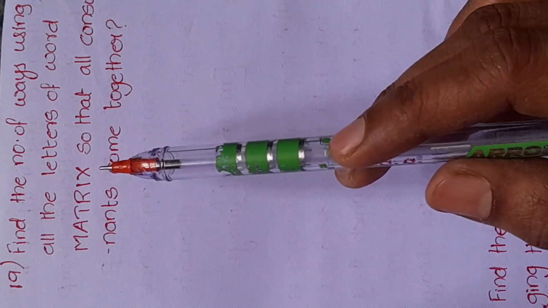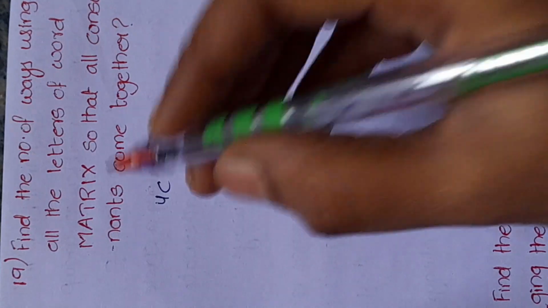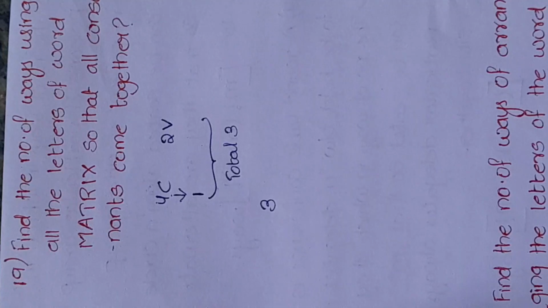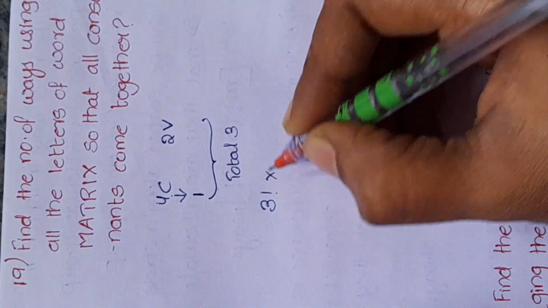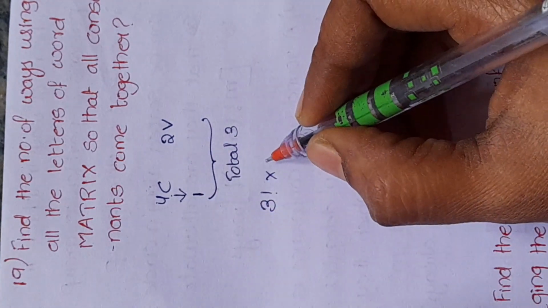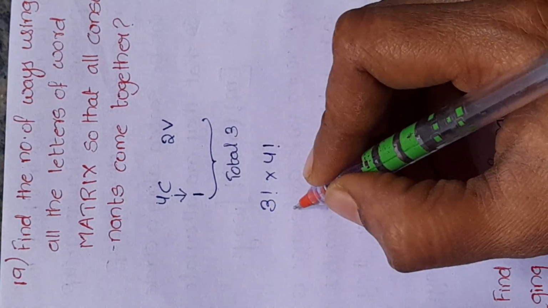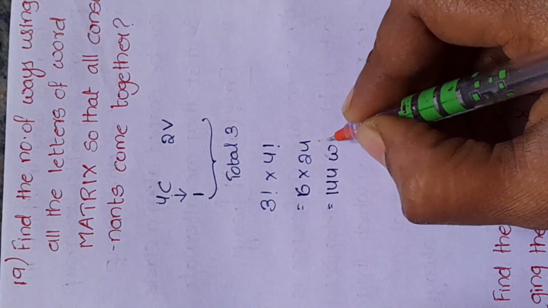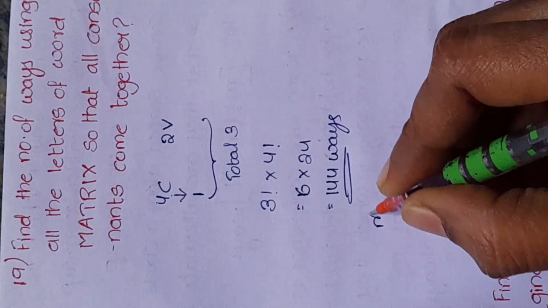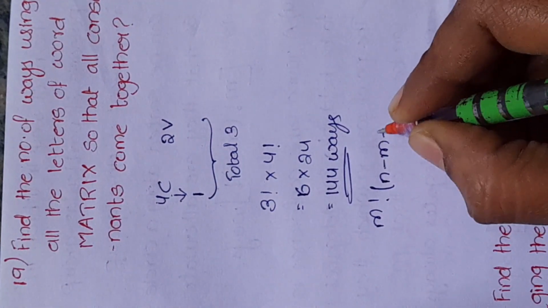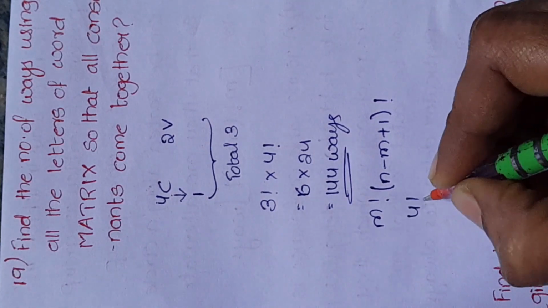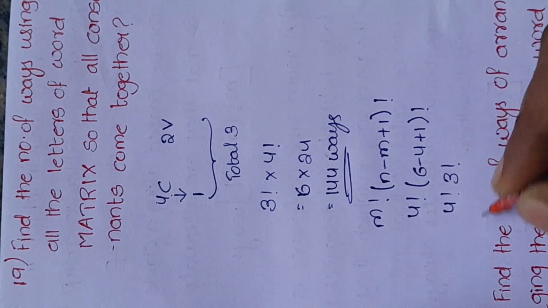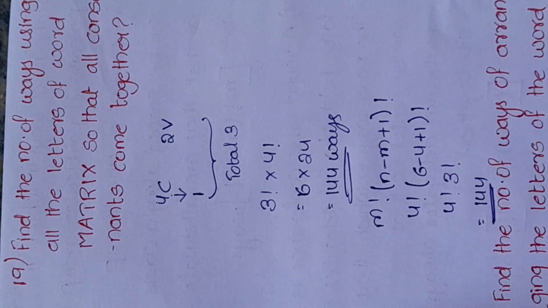19th question. Find the number of ways using all the letters of the word matrix so that all the consonants come together. There are 4 consonants and 2 vowels. Consider the consonants as 1. So total 3. These 3 can be arranged in 3 factorial ways, and the 4 consonants can be arranged among themselves in 4 factorial ways. So 3 factorial into 4 factorial is 6 into 24, that is 144 ways. By using the formula, it is m factorial into n minus m plus 1 factorial. That is m is 4 factorial into 6 minus 4 plus 1 factorial. 4 factorial into 3 factorial is 144.